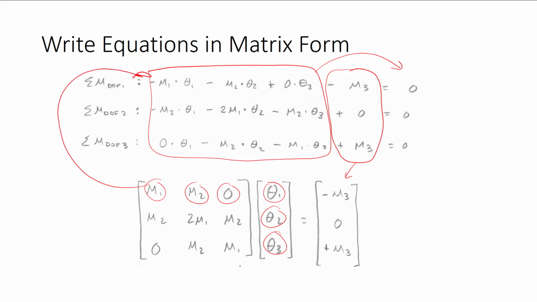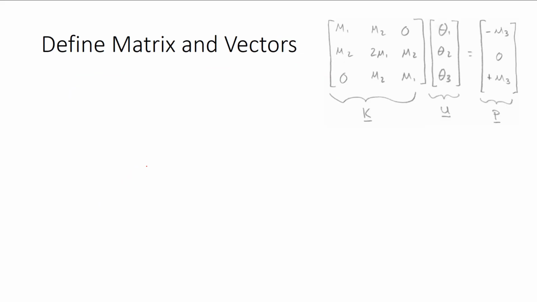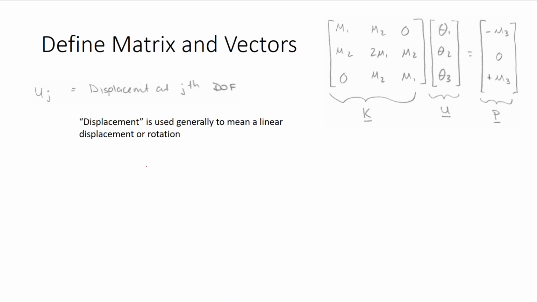Looking at just one more example to convince ourselves that this is really saying the same thing, let's look at the third row. The 0 is multiplied by the theta 1, the M2 is multiplied by the theta 2, and the M1 is multiplied by the theta 3, which tells us the same as the third row there. What we've accomplished here is writing the equations in a much more compact form that's easier to solve by just giving the matrix and the vector to a computer and getting the unknown thetas. We'll now say a little bit more about each of these matrices and vectors and define them a little bit more formally. We'll start with the U sub j.